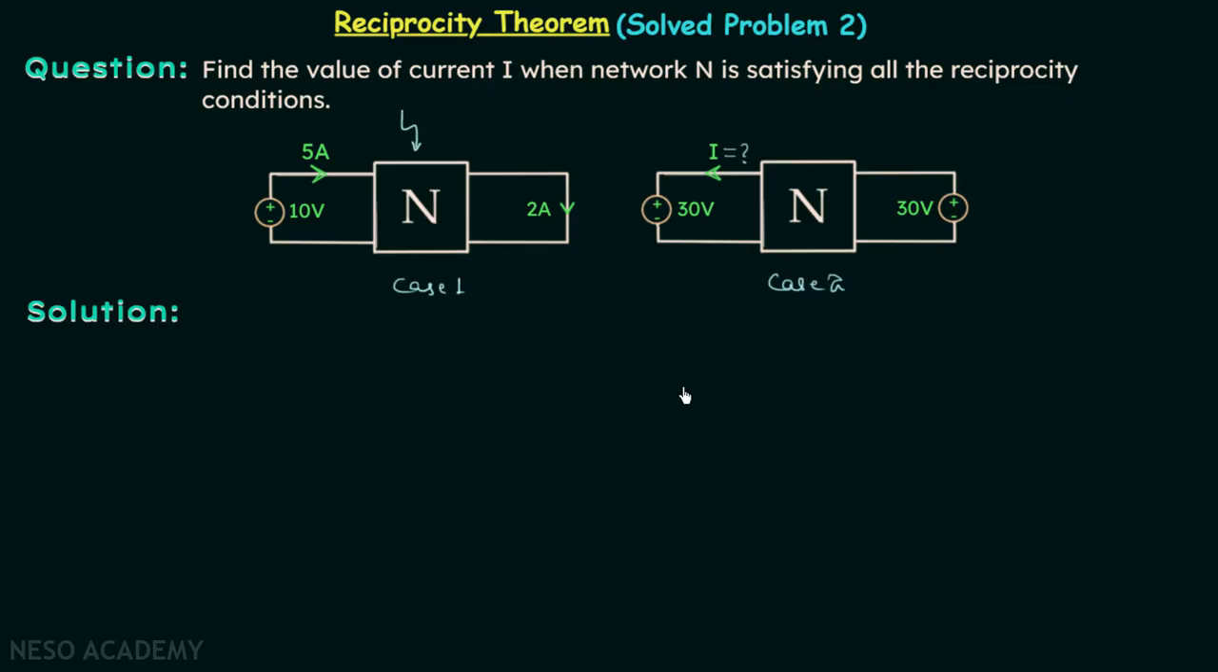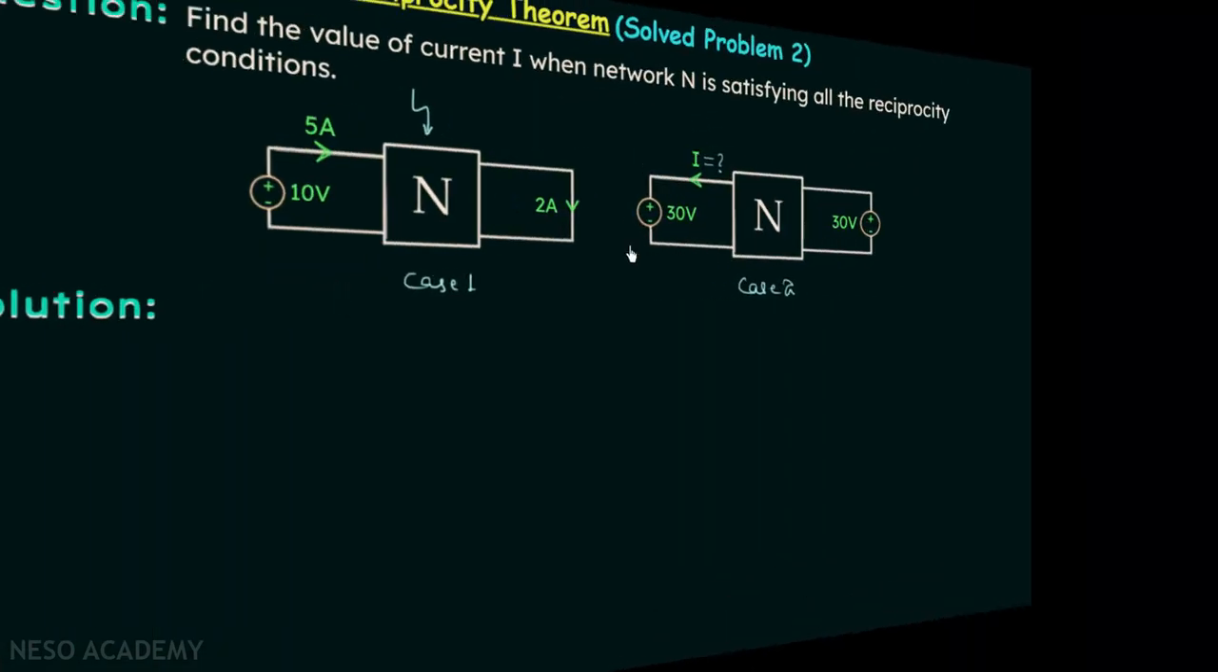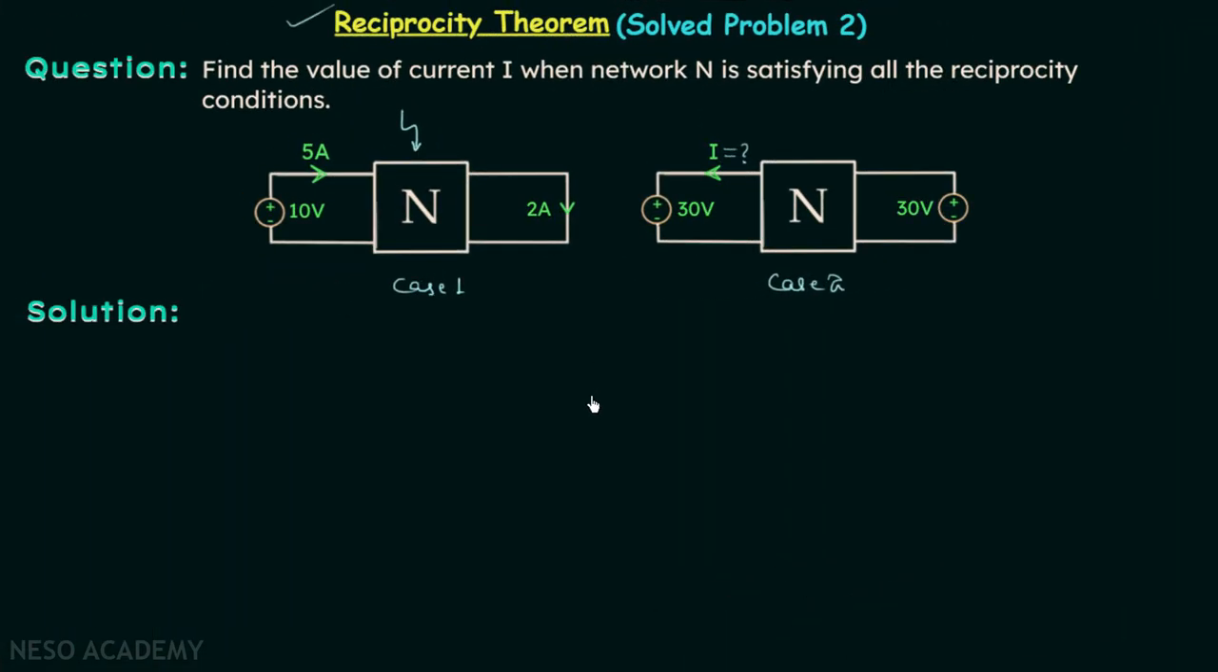To find out current I, we need to take help of reciprocity theorem plus the superposition theorem. Why superposition theorem? Because current I will be due to this source and this source. So we will first try to find out current in this branch due to this source, and then we will find out current in this branch due to this source, and finally we are going to add the two currents to have current I. So let us proceed to our calculations.